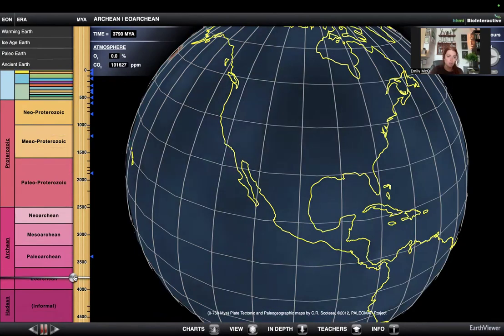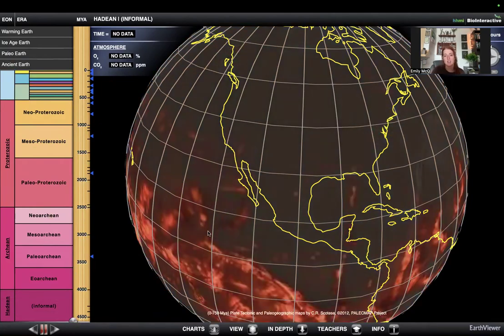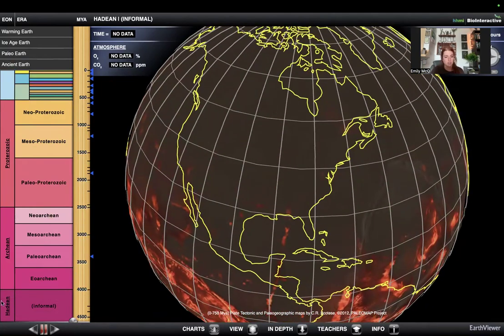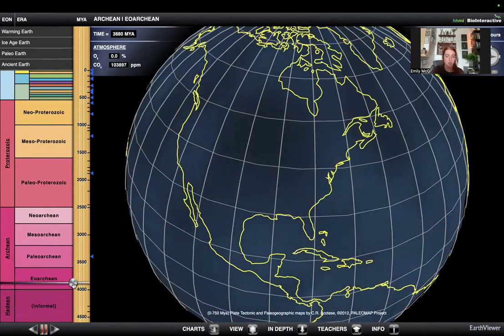I'm going to drag this bad boy down to the bottom, to the Hadean. The Earth is on fire, because it was. This is the very beginning of Earth, 4.6 billion years ago. We're going to drag it up, up, up, up, up. Obviously, you can see not a lot's happening on Earth in this time. We get to the first fossil. This is the Strelley Pool.